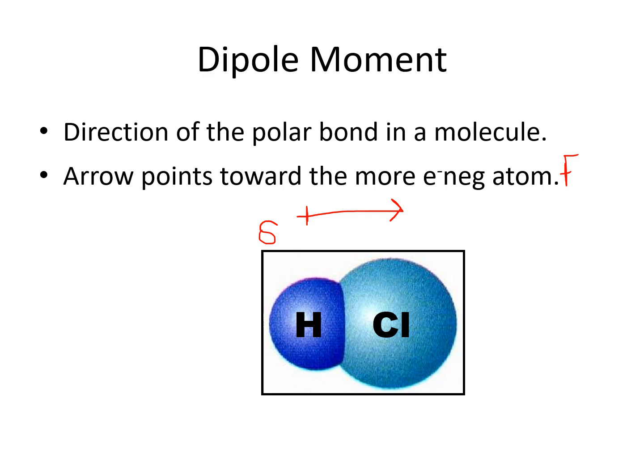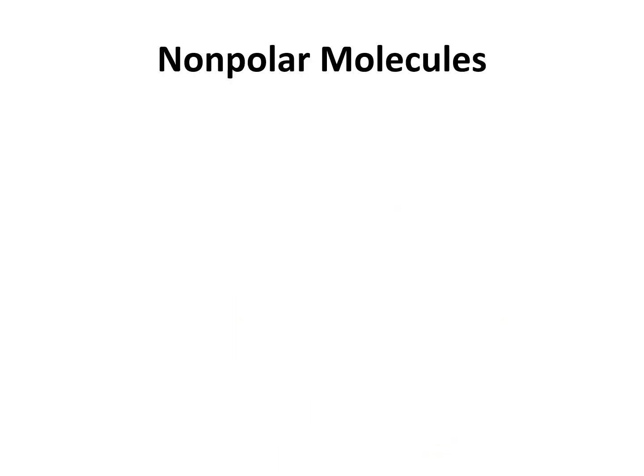And we would do the symbol delta. So it's slightly positive on the hydrogen, and it will be slightly negative on the chlorine. And our dipole moment goes towards the chlorine because it is more electronegative.